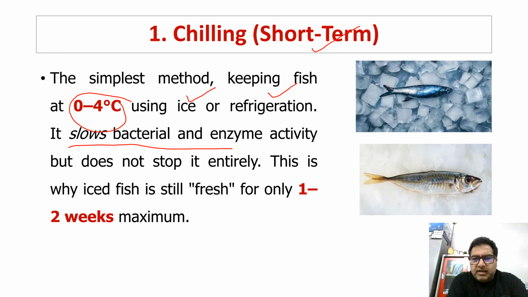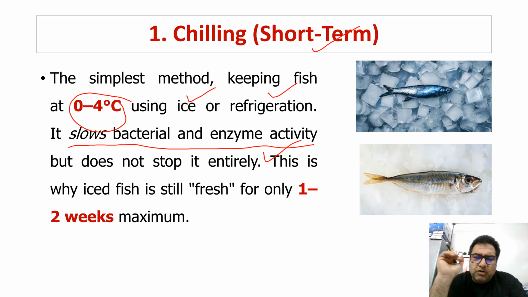It slows the bacterial and enzyme activity but does not stop it entirely. It means that at 0 to 4 degrees centigrade, the enzyme activity slows down, bacterial activity slows down, but it is not stopped. So the shelf life is only 1 to 2 weeks. After 1 or 2 weeks, the fish begins to spoil, to rot, or to decompose. This is why iced fish is fresh for 1 or 2 weeks maximum. This is what we call short term chilling.